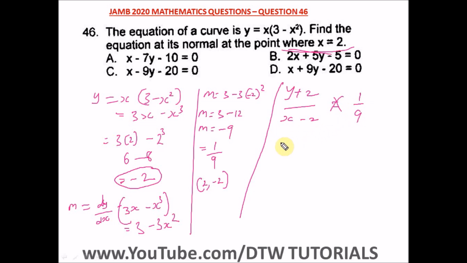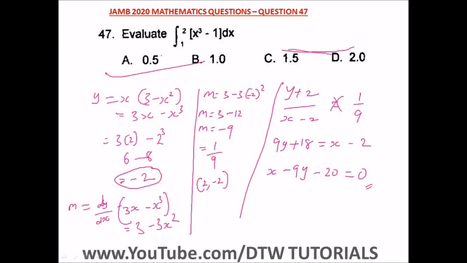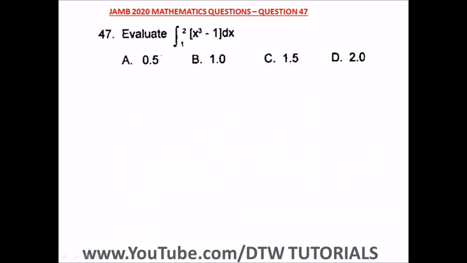Cross multiply, we have 9y + 18 = x - 2. So x - 9y - 20 equals what? 0. So that's our answer to this question, and this is it. The answer is C. So we'll go to the next question, which is question number 47.